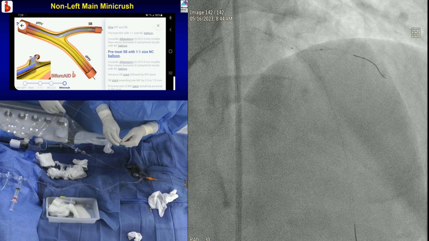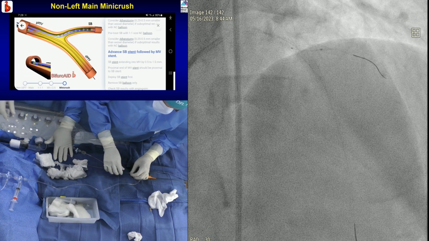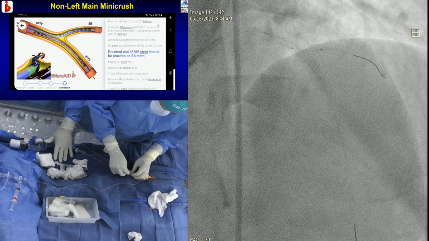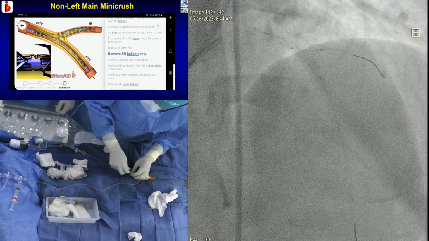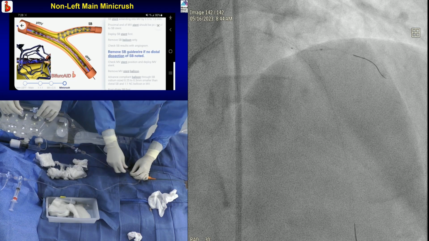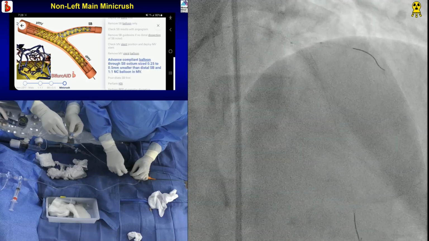In the app, we say just go with the compliant or non-compliant. We would say a quarter size smaller, non-compliant, because it's easy to cross. With left main, we will say 1-to-1 in the circ. So now this is in the LED, 3.5. Good.